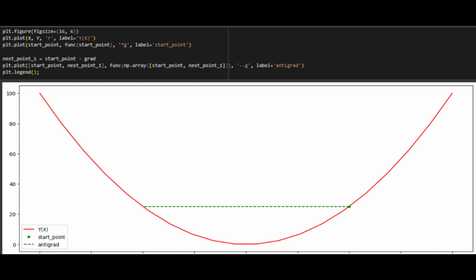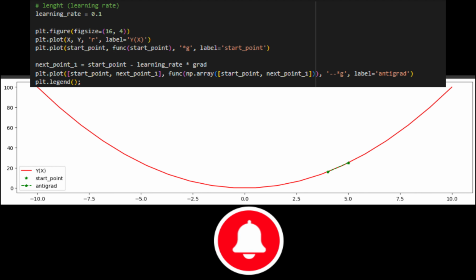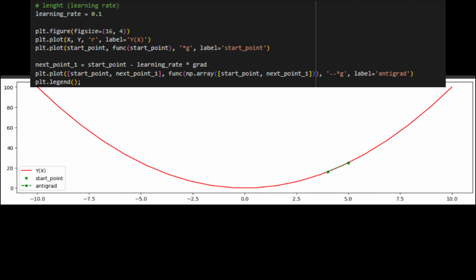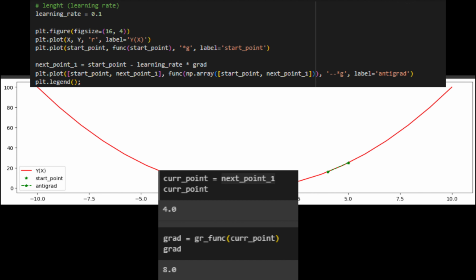But if we move from the current point 5 along the anti-gradient, we will end up at point -5, which is as far from the minimum as our starting point. Therefore, in order not to jump over the minimum of the function, we can make a step towards the anti-gradient not completely, but only by some fraction. For this purpose, we need to introduce the learning rate. Learning rate values slow down the steps of the gradient descent in order not to miss the local minimum. Now we have a new point with coordinate x equals 4.